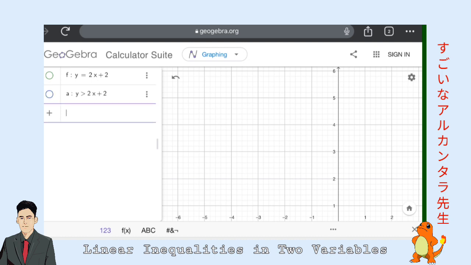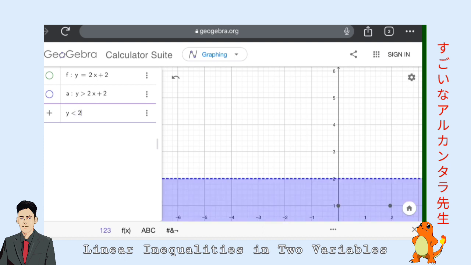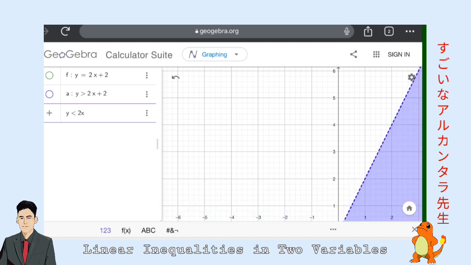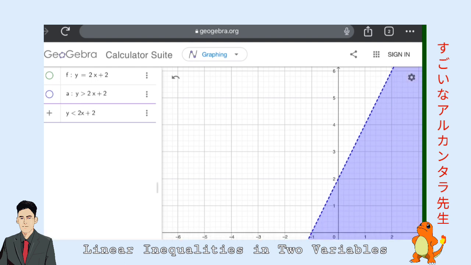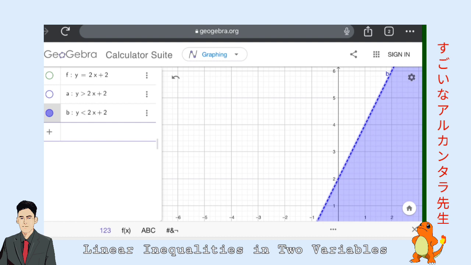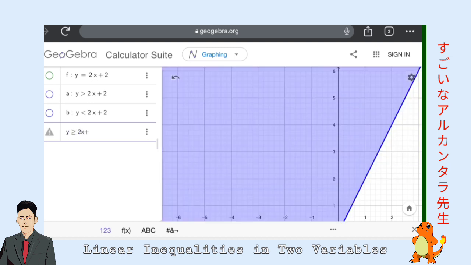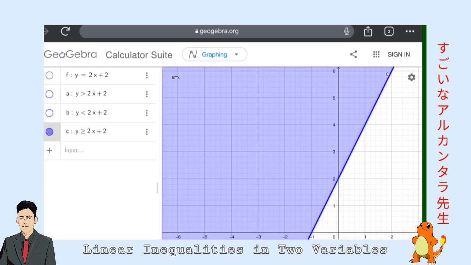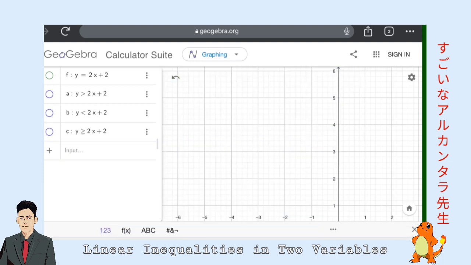Then let's type in the other ones. So have y is less than 2x plus 2. Again, you may do it with me so that you'll be able to witness it yourself. The next, let's have, I'm hiding it so that we could see the differences. So let's have y is greater than or equal to 2x plus 2. Then let's have another one. Let's say y is less than or equal to 2x plus 2.